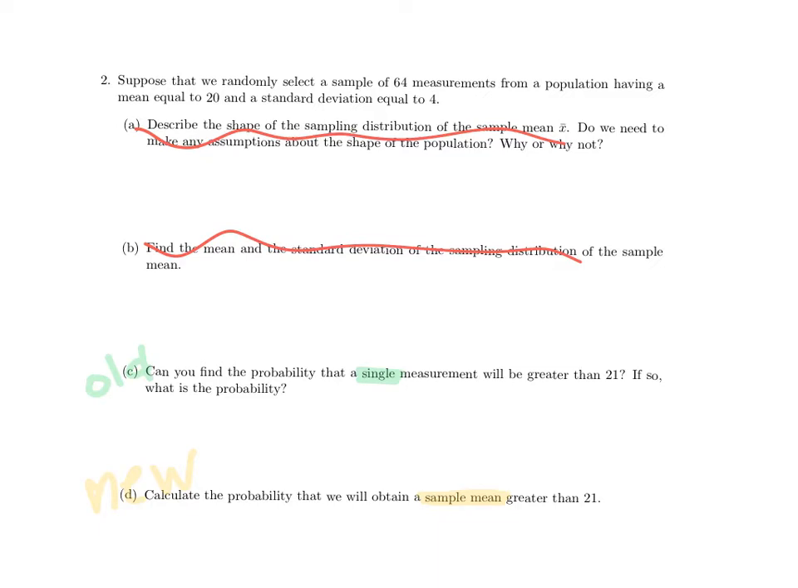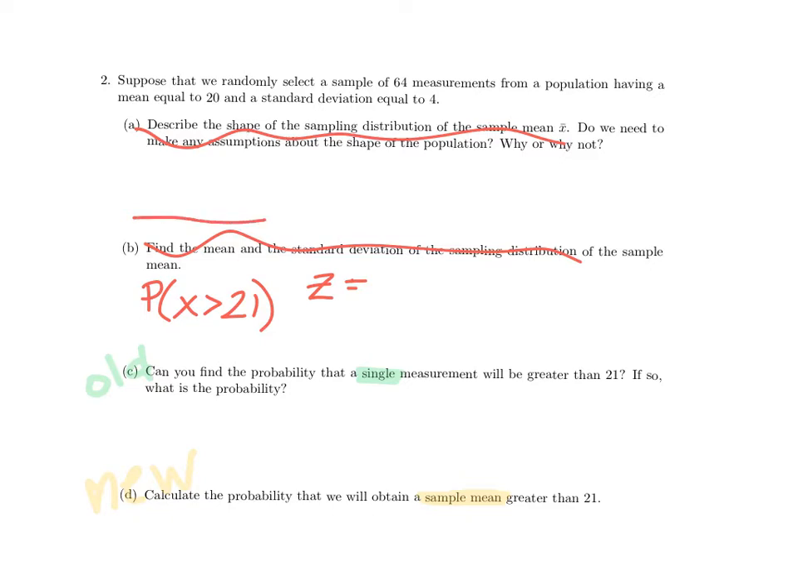We're going to do C. Can you find the probability that a single measurement will be greater than 21? So I'm going to use up here for a little bit. Probability that X will be greater than 21. So this is an old problem. What we're going to do first is we're going to calculate our Z-score.